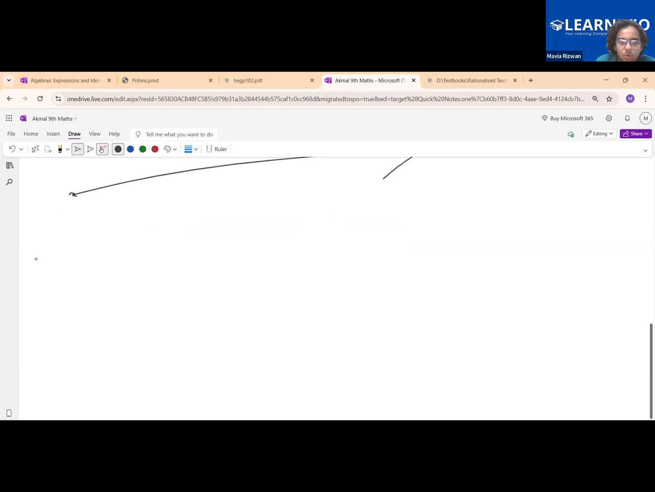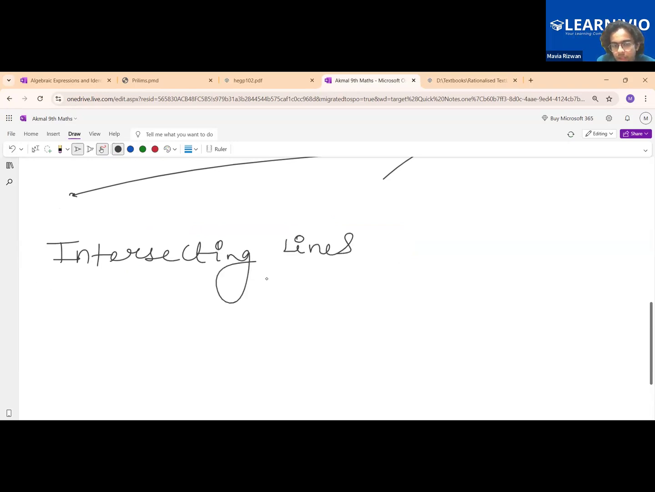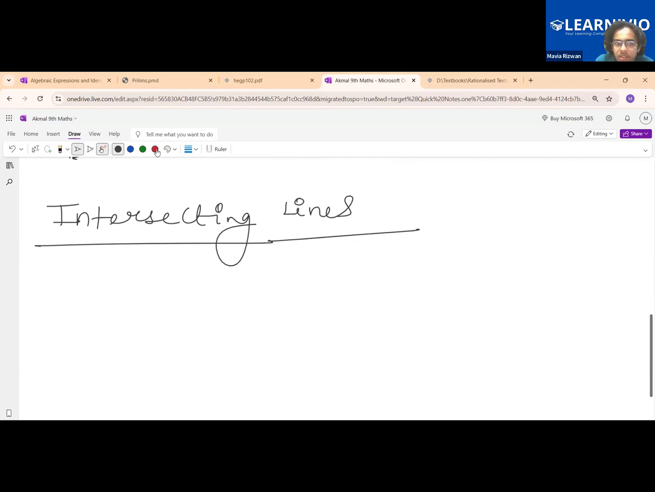The first is something known as intersecting lines. This is important. What does intersecting line mean? Everything is in the word. Inter means between two, and secting means to cut. Like I say bisect, trisect, similarly intersect. What does intersect mean? To cut each other.